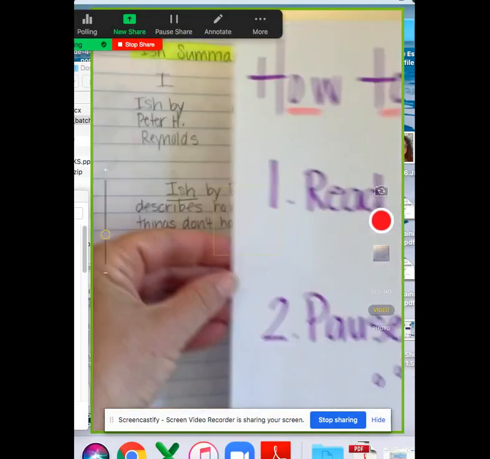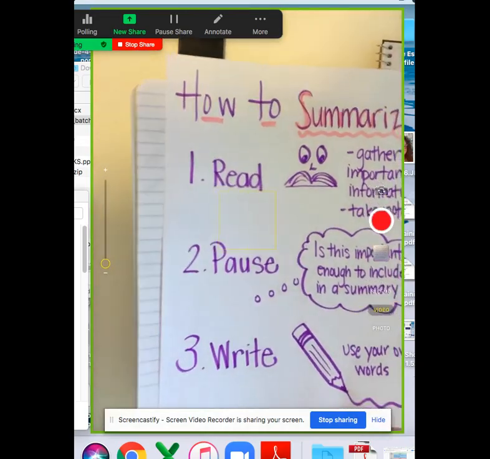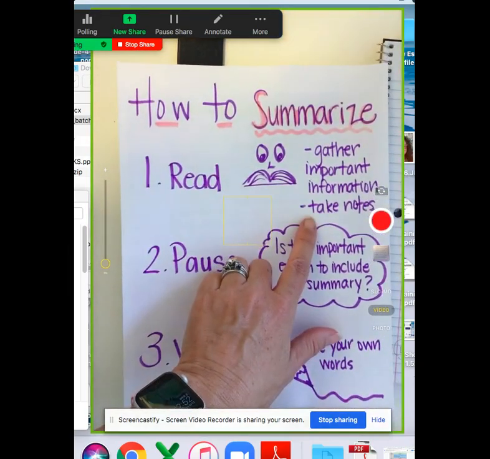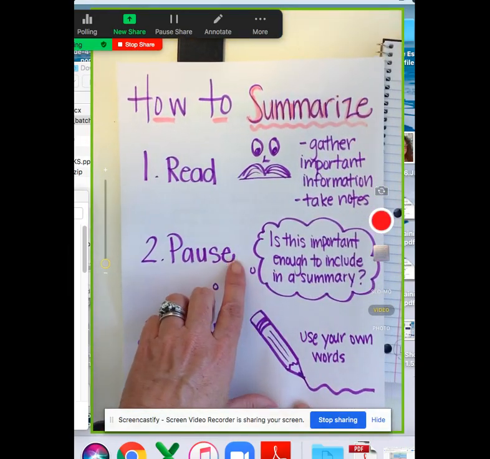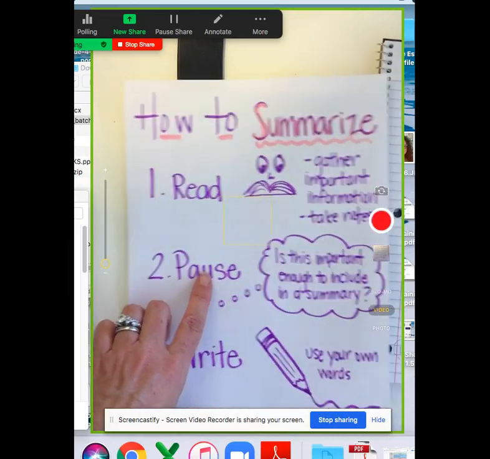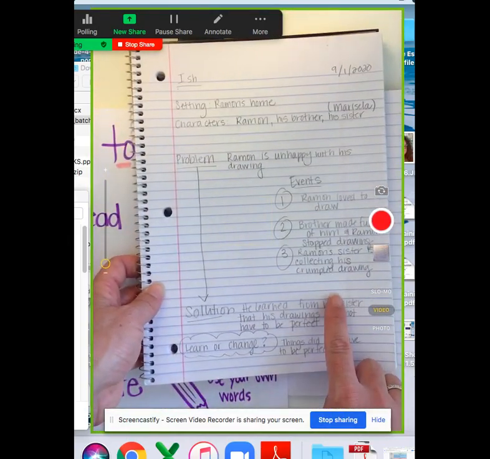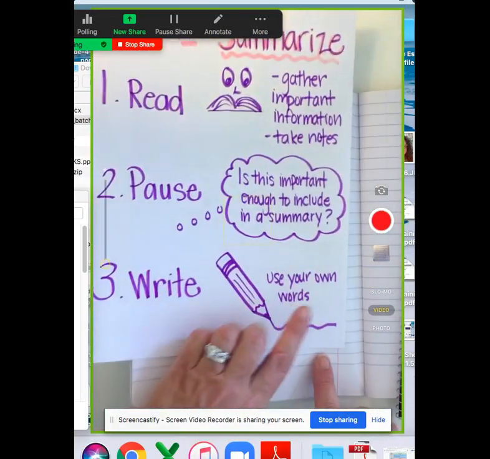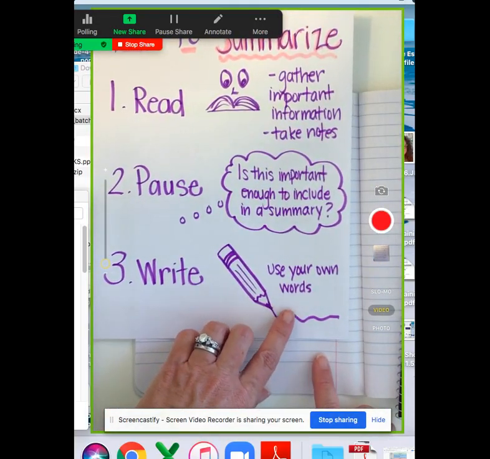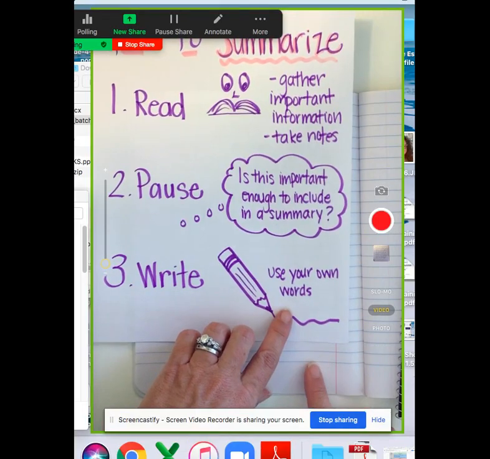We already did the reading. We read the whole story, and we took notes. We paused as we were reading and asking ourselves, should we put that in our story map? Was that an important event? And now we're going to do the writing. And the most important part is to use our own words. Okay?